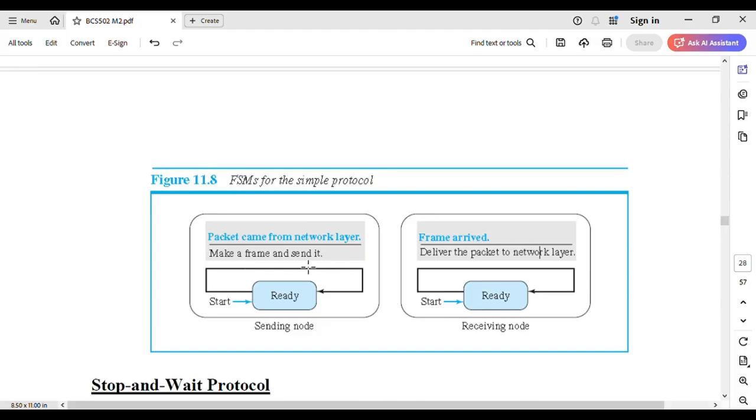This is with respect to the sending node FSM, and similarly with respect to the receiving node. Initially it is in the ready state, which is indicated as the start state itself, and then the event that occurs is frame arrived. Whenever a frame arrives from the physical layer, it delivers the packet to the network layer. This is the action to be performed whenever this event occurs.